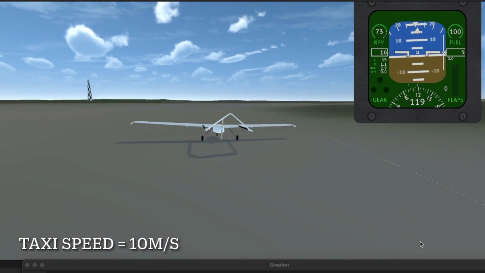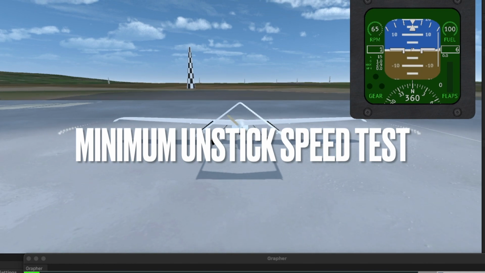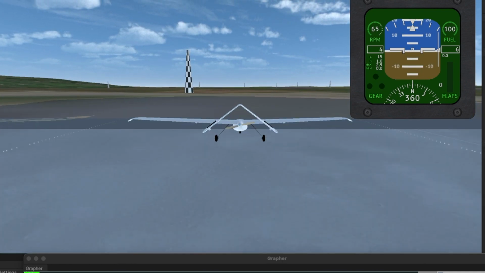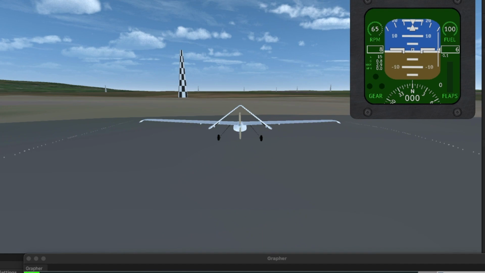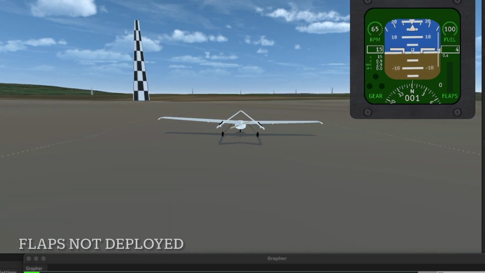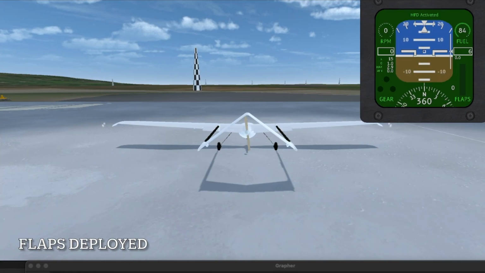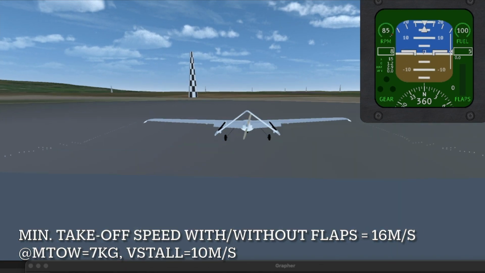The recommended taxi speed is 10 meters per second. Moving on to the minimum unstick speed test, it was evaluated the minimum speed needed to achieve wheels off the ground with and without flaps deployed. The results show that the takeoff speed with and without flaps deployed was around 16 meters per second at a takeoff mass of 7 kg. These results also took into account the stall speed of 10 meters per second.